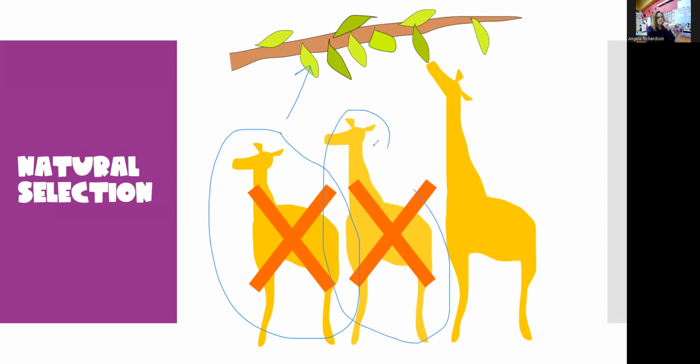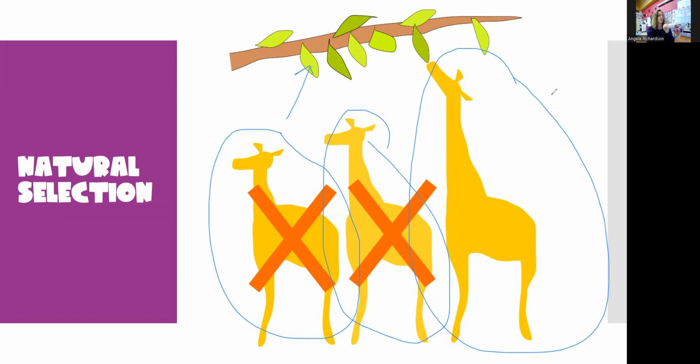This guy right here, still, he's not tall enough to reach those leaves, so he's going to starve and die off. This dude right here, because he can reach the leaves, he's going to have better health. He's going to live longer. He's going to get to reproduce more. And hopefully some of his little giraffe babies will inherit his long neck that he was born with.